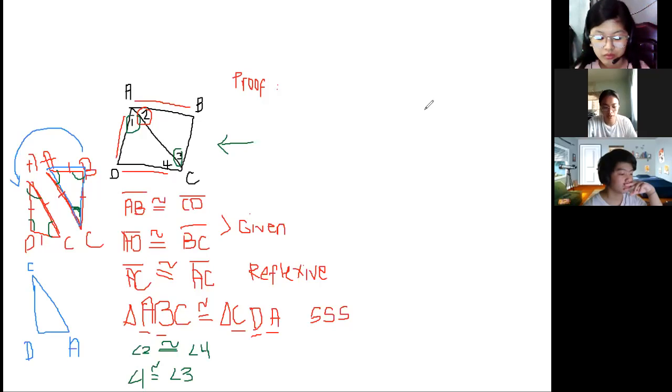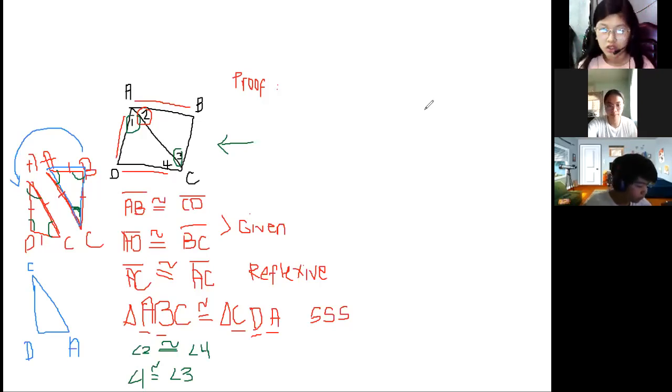Theorem number 3. If the diagonals of a quadrilateral bisect each other, then the quadrilateral is a parallelogram. So parang sa postulates din last time na kung saan meron tayong dalawang diagonals and kung saan nag-bisect yung dalawang diagonals na yon, meron tayong another point.